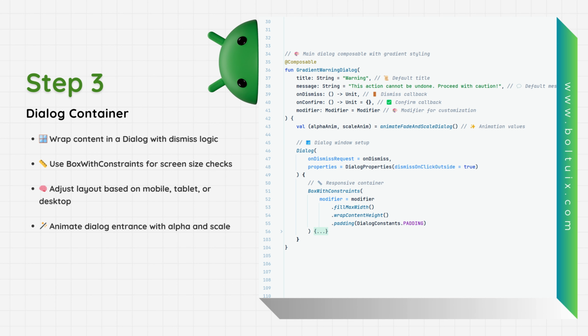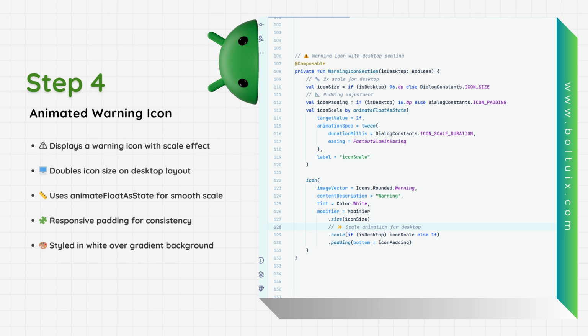Inside the dialog, we use BoxWithConstraints to make the layout adaptive. We apply animated scale and alpha to the card, making the dialog feel lively and smooth. This icon section uses an animated scale for a smooth entrance. On desktop, the icon is enlarged to improve visibility and hierarchy.